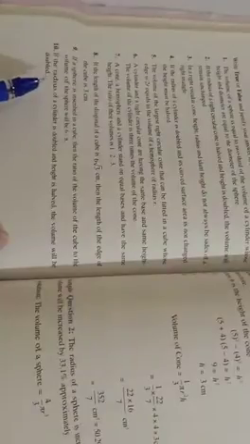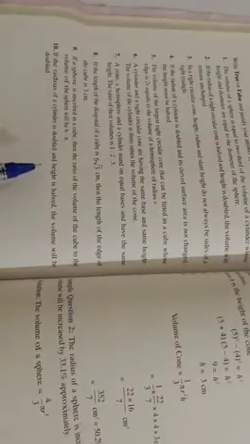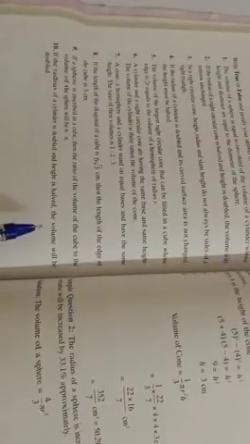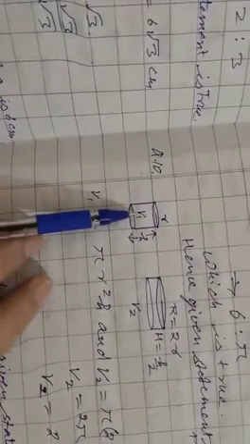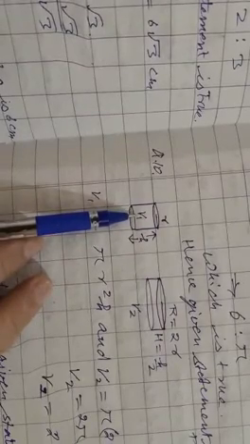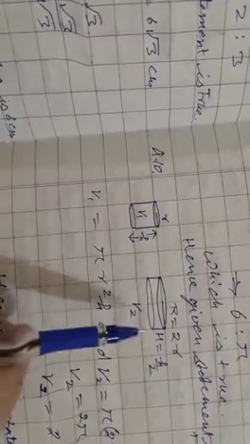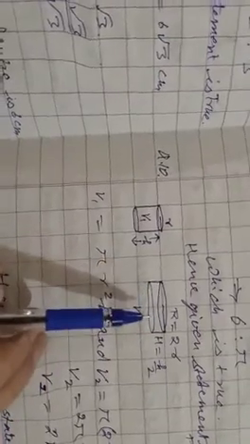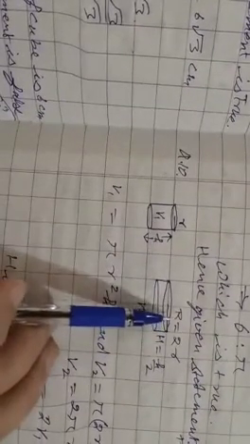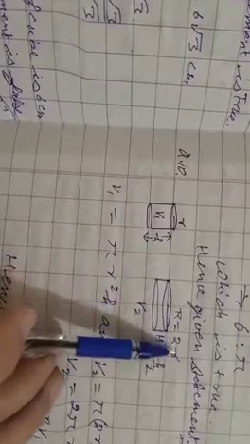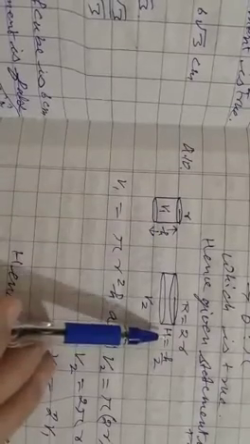Now, question number 10. If the radius of a cylinder is double and height is half, the volume will be double. This is your cylinder. Let its volume be V1, height is h and radius is r. This is your second cylinder. According to the question, its radius is double, so capital R equals 2r, and its height is half of the given cylinder, so capital H equals h upon 2. V2 is the volume of the second cylinder.